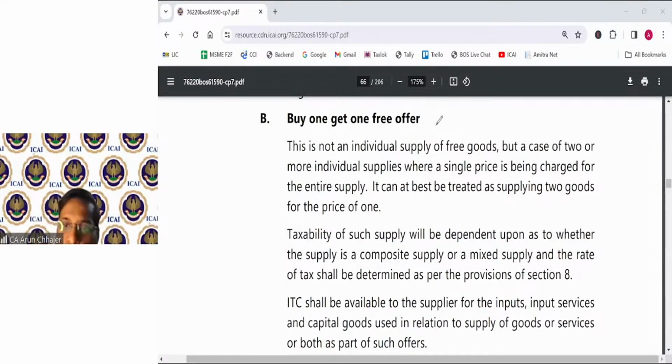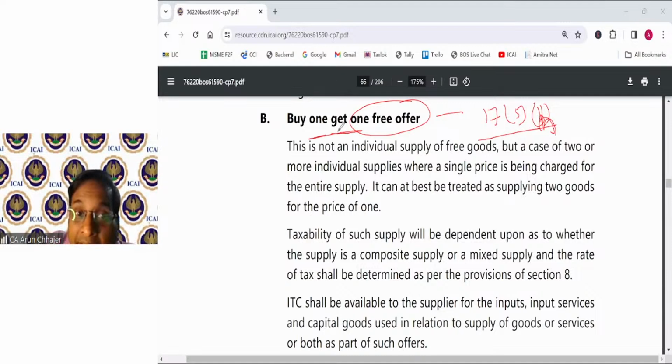So let's move to the next point. Buy one, get one free offer. Primarily I can say if something is free, then 17(5)(h) will come to mind, because clause H says gift or disposal of free samples, etc., ITC not available. So what is the doubt in this transaction?